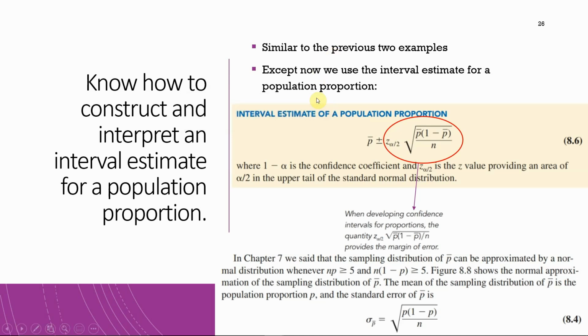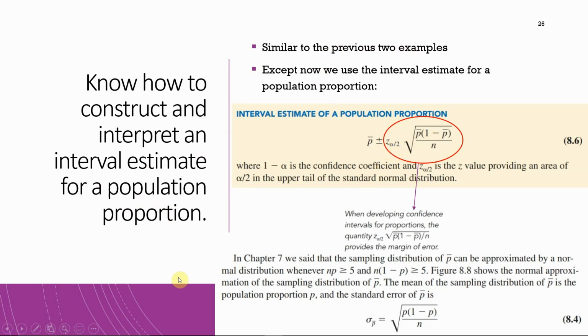Alright, so in this video we're going to talk about creating an interval estimate for a population proportion. Very similar to the previous two examples, you have your point estimate and then you add and subtract to and from that your margin of error. So a similar equation right now. The thing is we're back to using z, the standard normal distribution.